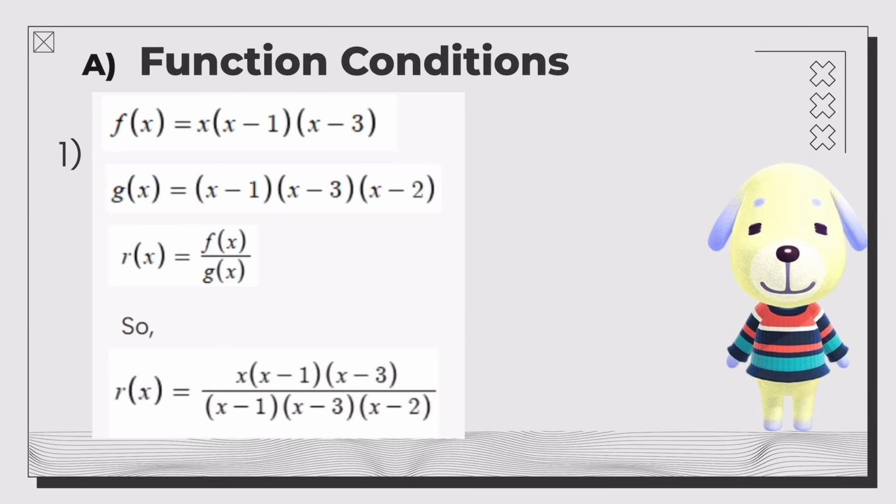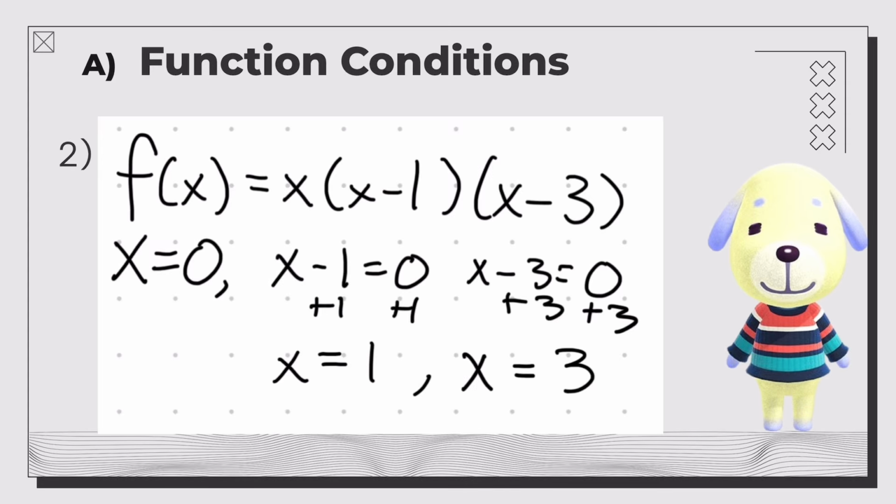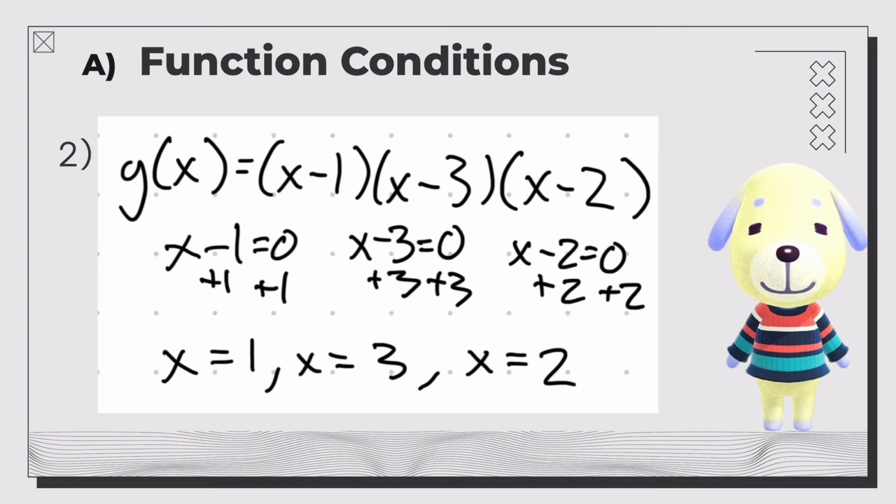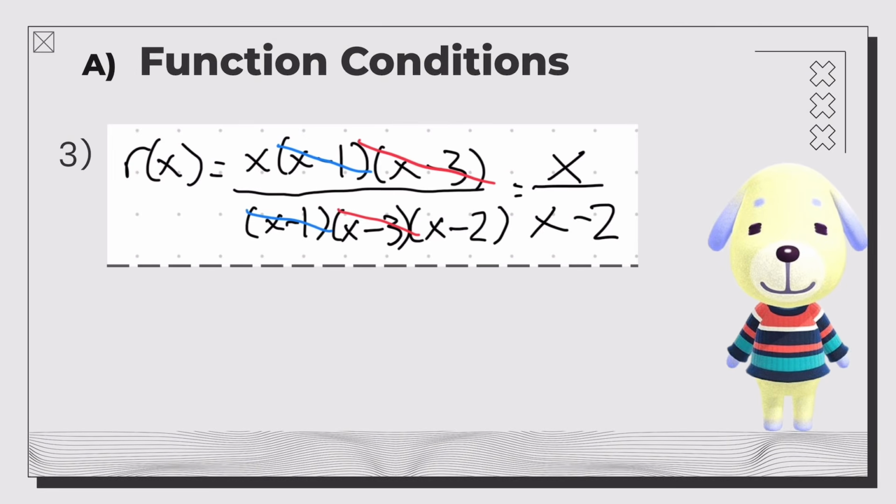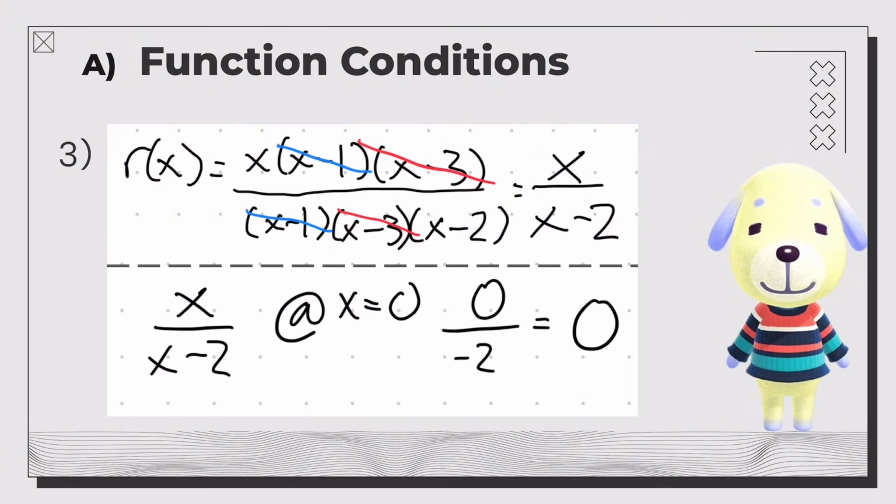So first we have the function conditions. As you can see, it is a rational function because it takes the form of f of x divided by g of x. Next you can see the roots of f of x, 0, 1, and 3, and the roots of g of x, 1, 3, and 2. For my third criteria, you can simplify the function so it becomes x over x minus 2, and then the 0 would be at 0, since when you plug in 0, you get 0. That's the root.